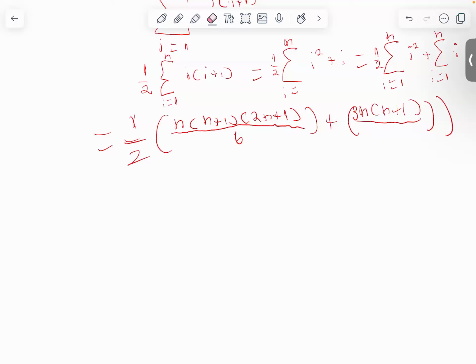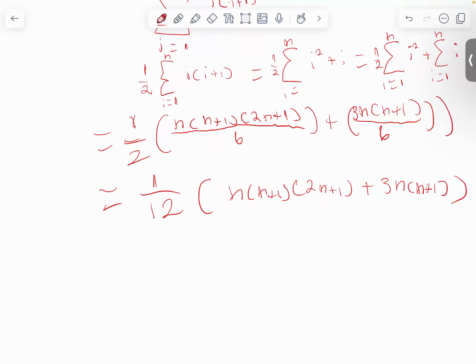But yeah, so you can turn this into 3 over 6. And then from here you can pull out the 6 and just have 1 over 12 times n times n plus 1 times 2n plus 1, plus 3 times n plus 1.